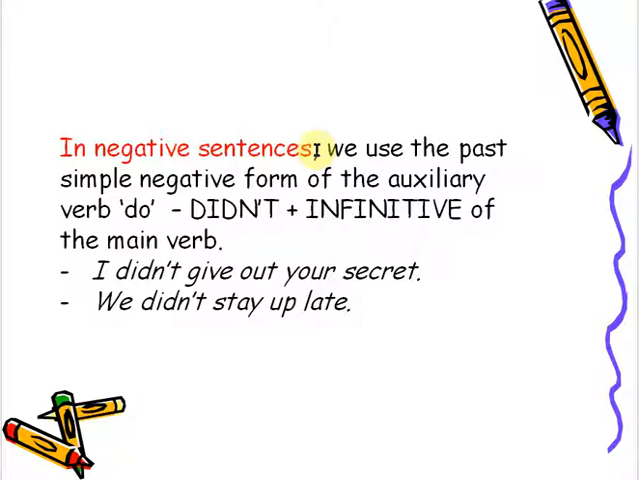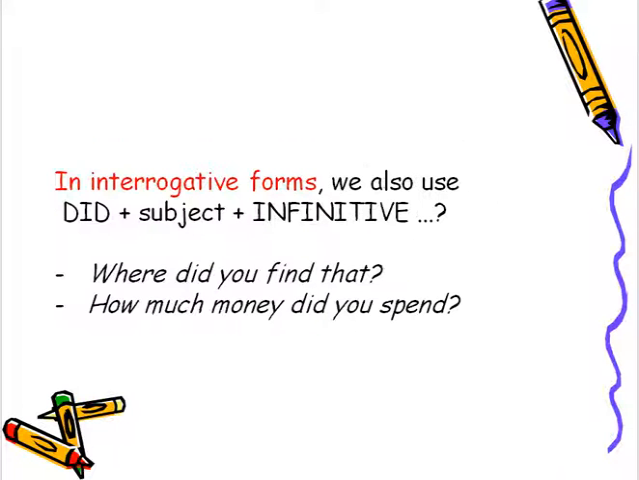In negative sentences, though, we use the past simple negative form of the auxiliary verb do, which is didn't, plus the infinitive of the main verb. I didn't give out your secret, or we didn't stay up late. So as you can see, no endings to the irregular verbs, or the second column of the irregular verbs.